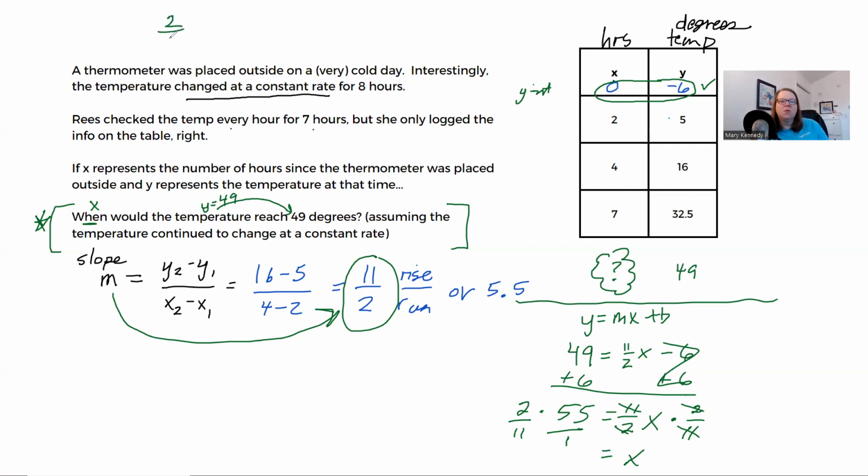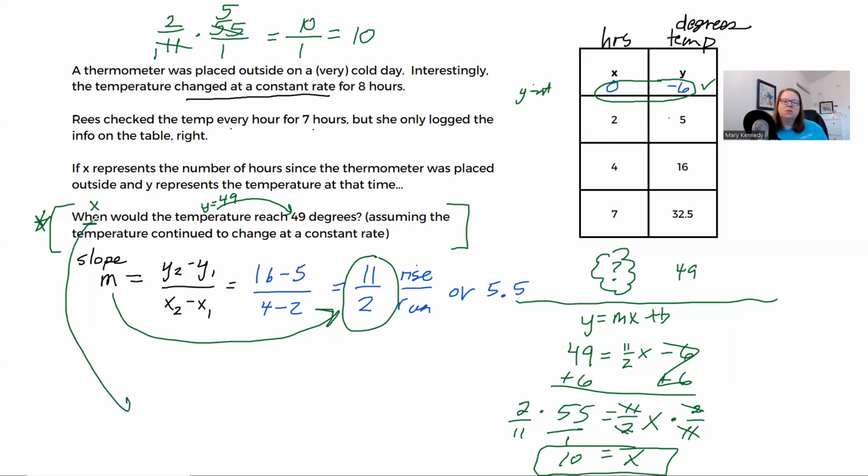So let me put this up here at the top where we can have a little space. Think about 55 and 11. Those will both divide by 11. 11 divided by 11 is 1. 55 divided by 11 is 5. And now I've got 2 times 5 is 10, over 1 times 1 is 1. 10 divided by 1 is 10. So I've just found out that X equals 10. And that's what we were looking for. When would the temperature reach 49 degrees? Well, the answer to that is after 10 hours. It would take 10 hours to get the temperature up to 49 degrees.